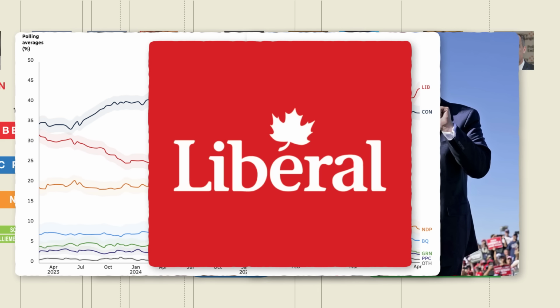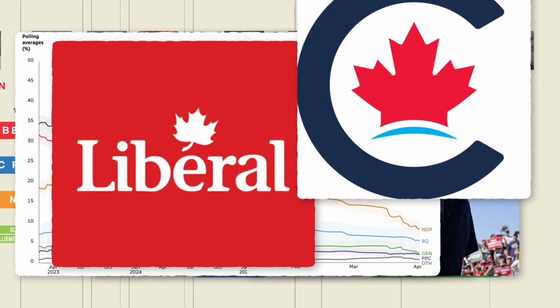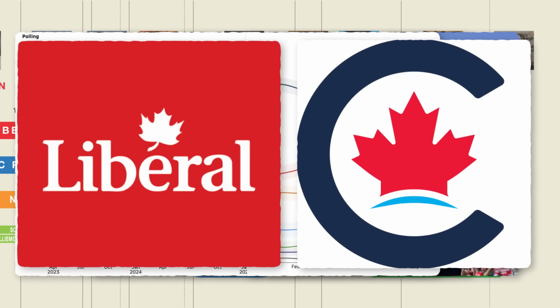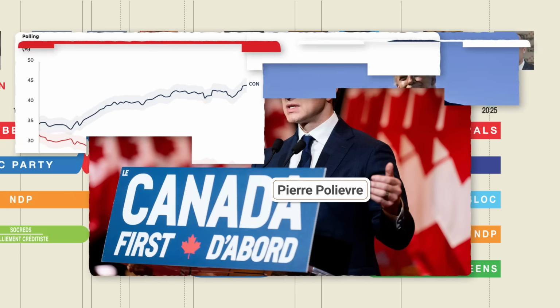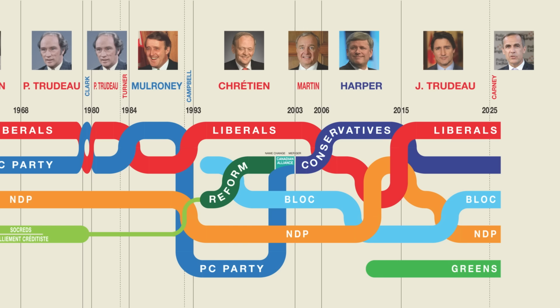So, as usual, it's probably going to be either the Liberals or else the Conservatives. But what's even more certain is that the Bloc and the NDP will probably see their lowest numbers ever, meaning that Canada might be heading back to a two-party system. I guess we'll have to wait and see.